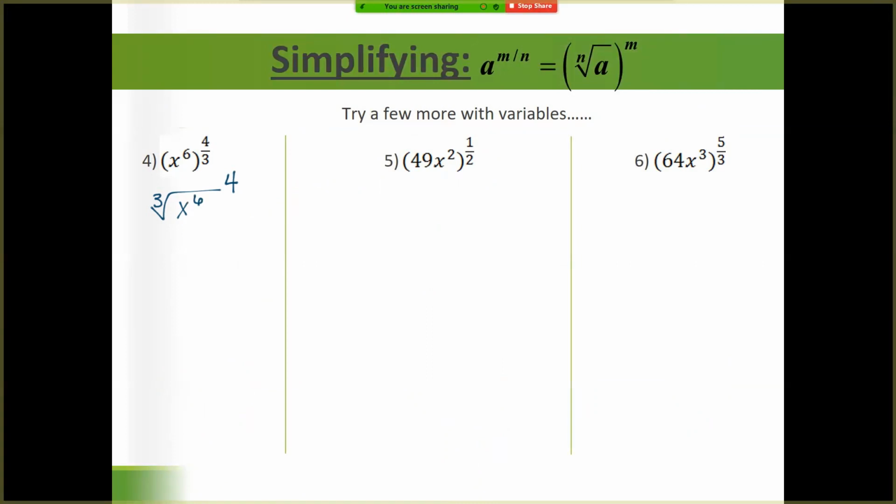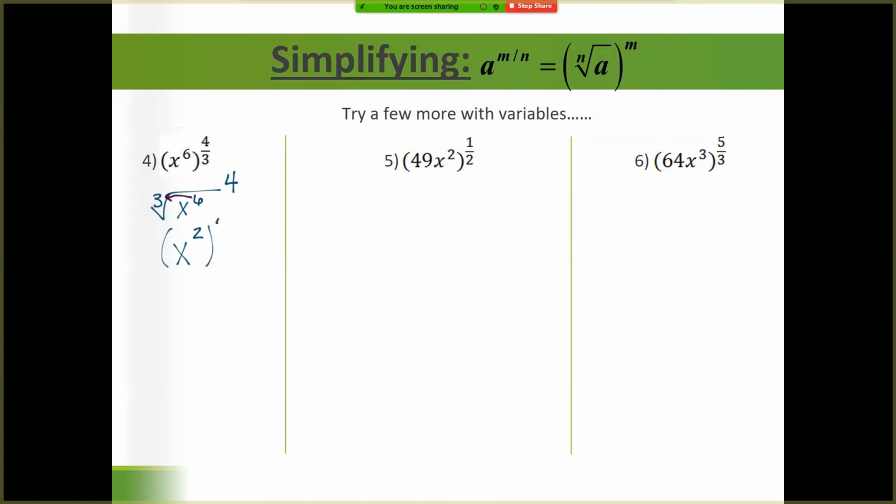When you have variables, it's going to look a little different because I cannot type this in my calculator. I can't take x to the 6th and compute the cube root of it. What you're really having to do is figure out how many groups of 3 I can make with 6. So if we have 6 people and we put them into groups of 3, we're going to have 2 groups. So the cube root of x to the 6th is actually x squared. So you're just taking the exponent underneath, dividing it by the root. So 6 divided by 3 gave me that 2.